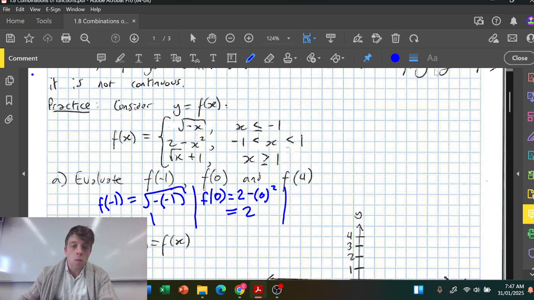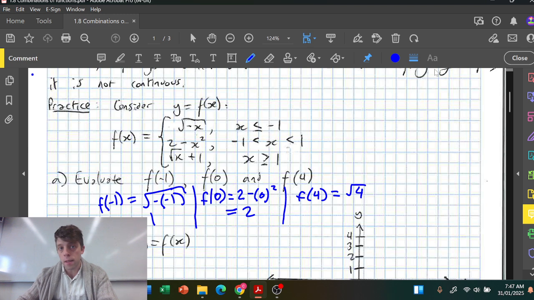Okay, last one, we have 4. If we put an input of 4 into this equation, we have the square root of 4. Again, we're looking at this one because 4 is greater than or equal to 1. That's why I'm using this rule here. So we take the square root of 4, and then we have the plus 1 at the end there. Of course, the square root of 4 is equal to 2. So 2 plus 1 is equal to 3.